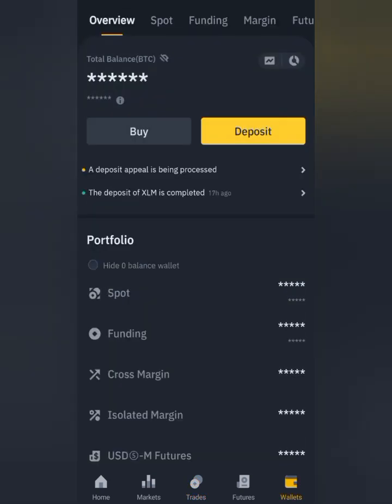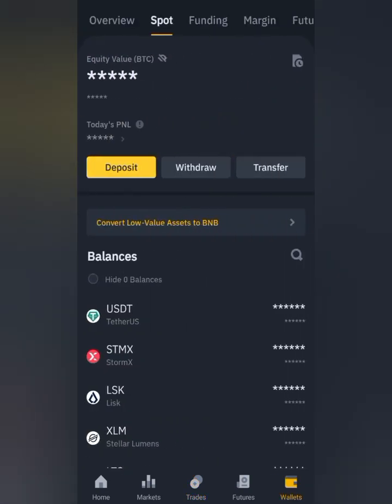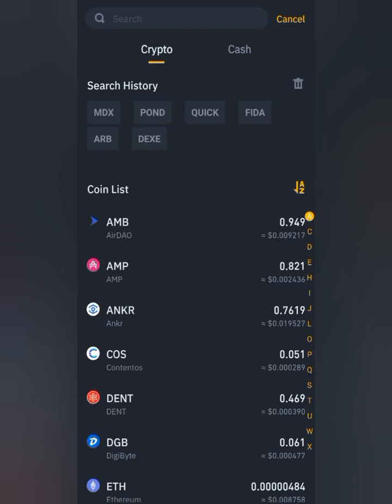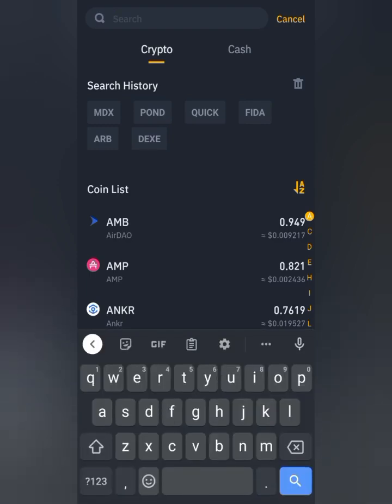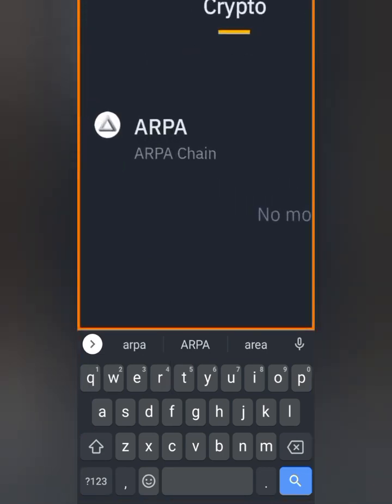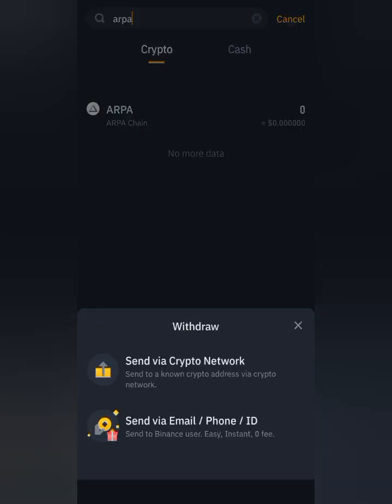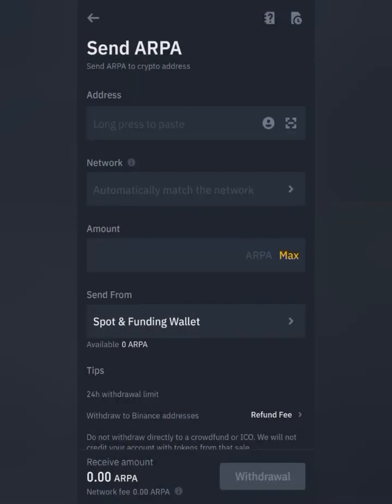Now, very quickly, let me show you what I mean. Let's say we wanted to withdraw ARPA, for instance, and maybe send it over to KuCoin. Simply, I'll go and check the withdraw and see if I can withdraw ARPA. You check it, ARPA chain, and you check the logo just to be sure that everything is the same. You click on that, and you click on send via crypto network.